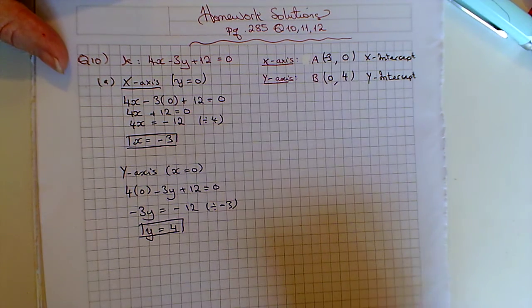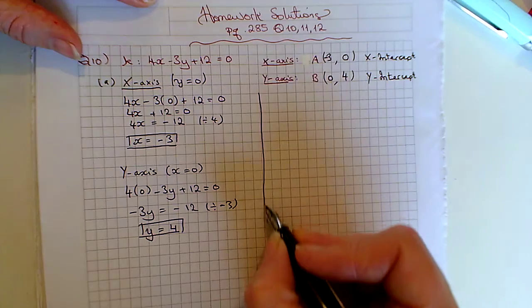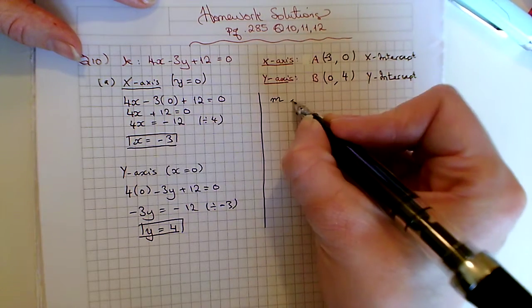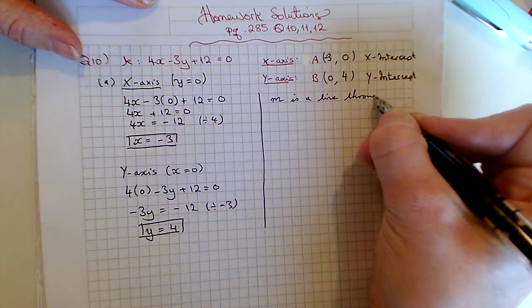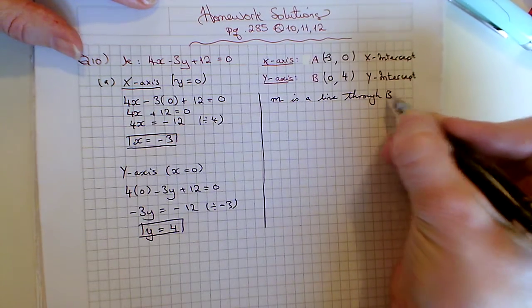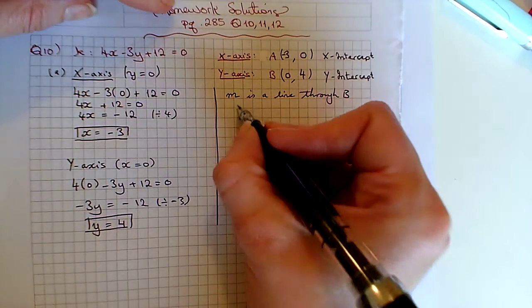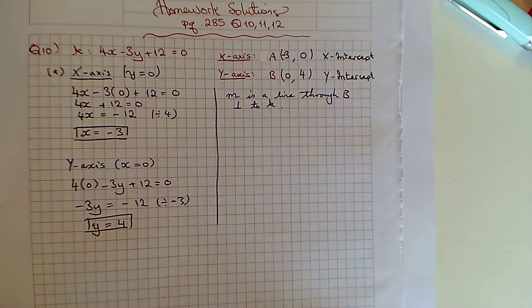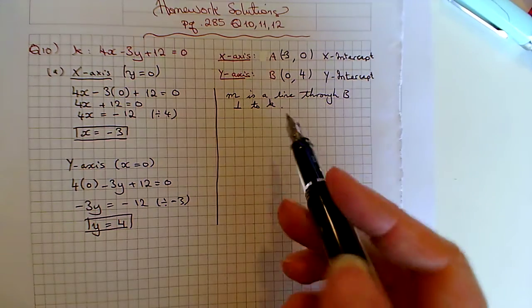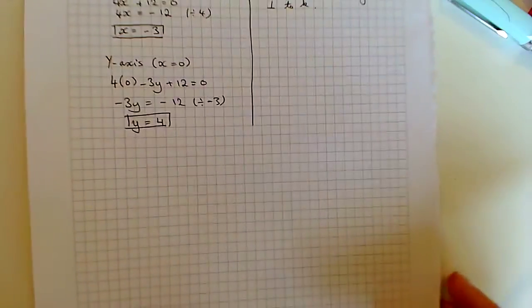Part B, we're then told that M is a line which passes through B, and it's perpendicular to K. And they want us to show M and K on a diagram. So we're going to have to draw these.